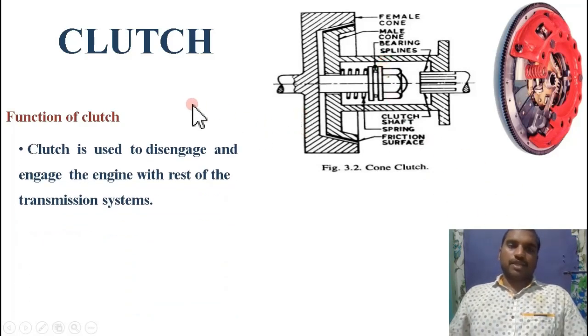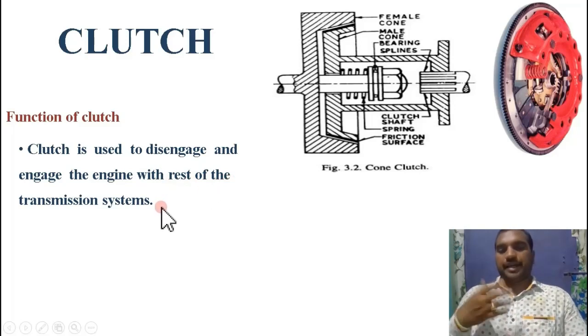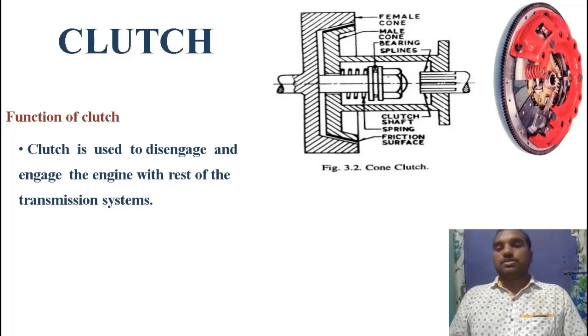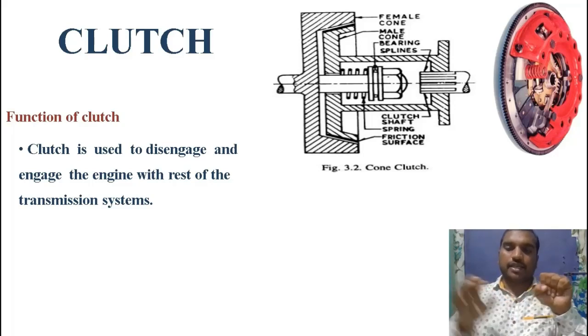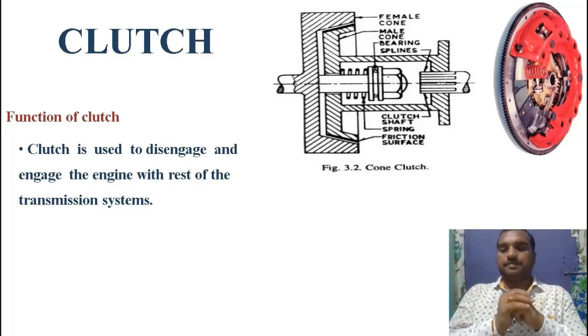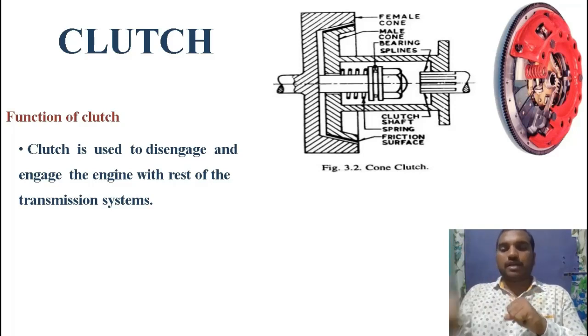If you observe the first point related to the function of the clutch, the clutch is used to disengage and engage the engine with the rest of the transmission system. So the clutch can engage or disengage the engine with the transmission system. That means the clutch is located in between the engine and gearbox. The function of the clutch is to engage and disengage the engine from the remaining transmission system.